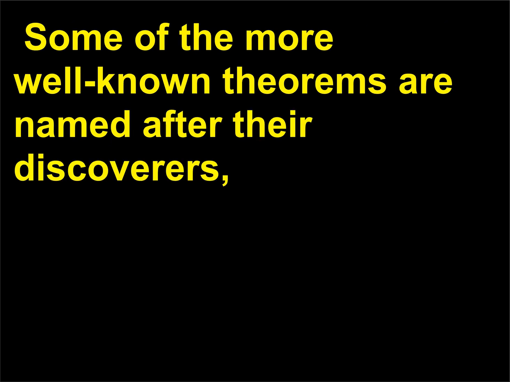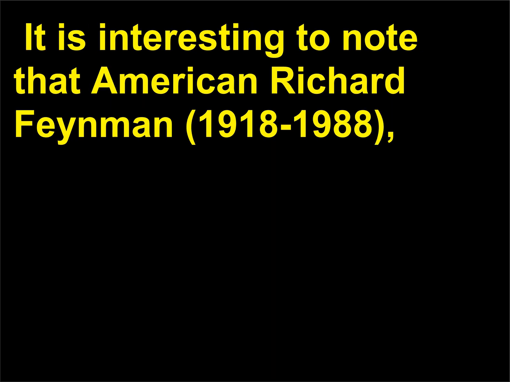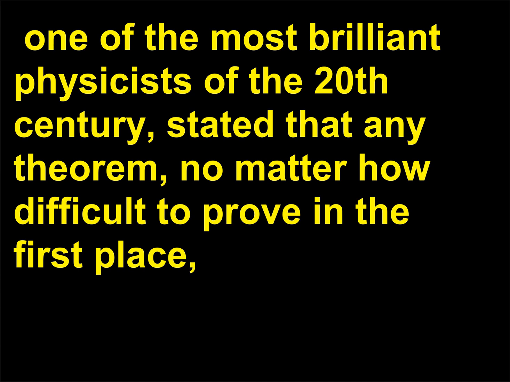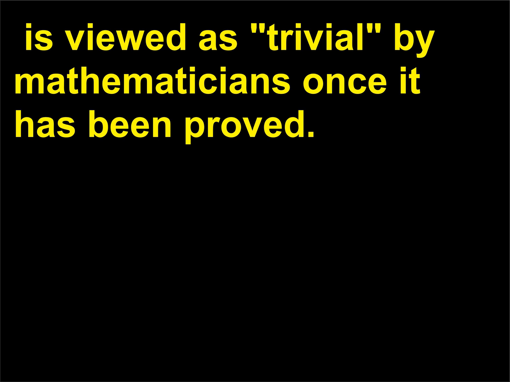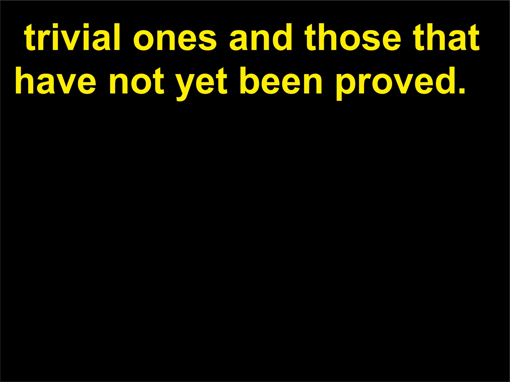Some of the more well-known theorems are named after their discoverers, such as the Pythagorean theorem, involving right triangles, and Fermat's last theorem. It is interesting to note that American Richard Feynman, 1918 to 1988, one of the most brilliant physicists of the 20th century, stated that any theorem, no matter how difficult to prove in the first place, is viewed as trivial by mathematicians once it has been proved. Thus, according to Feynman, there are only two types of mathematical objects: trivial ones and those that have not yet been proved.